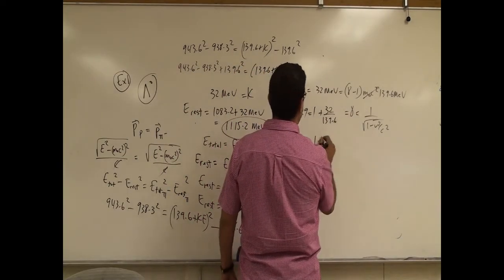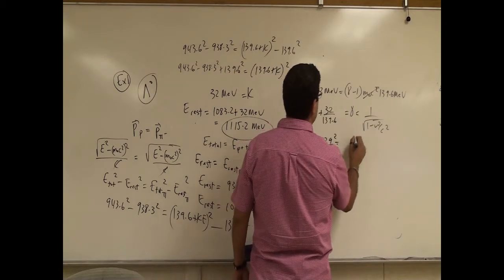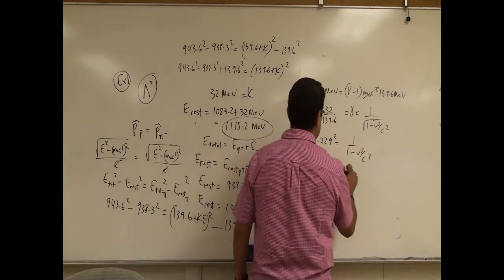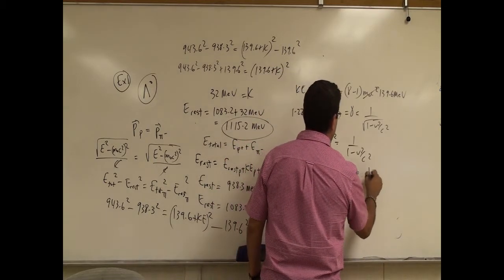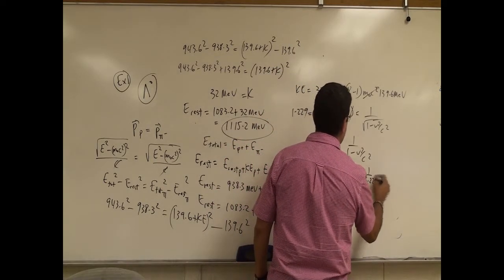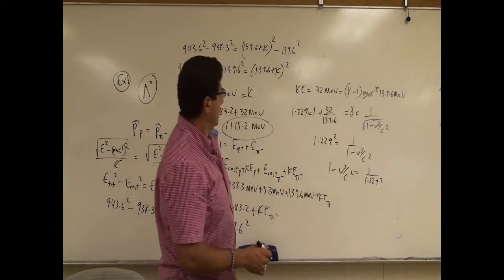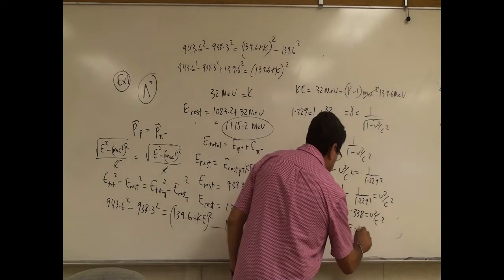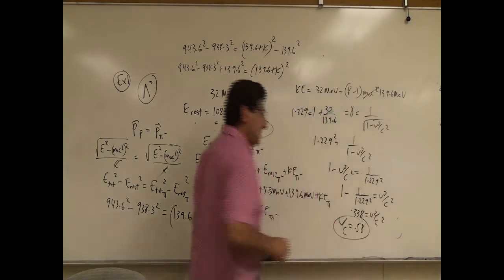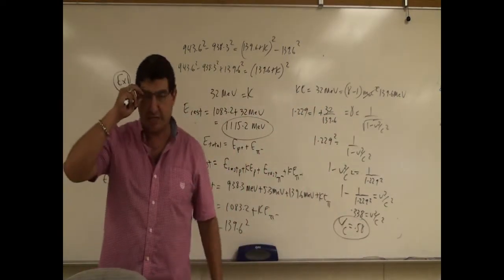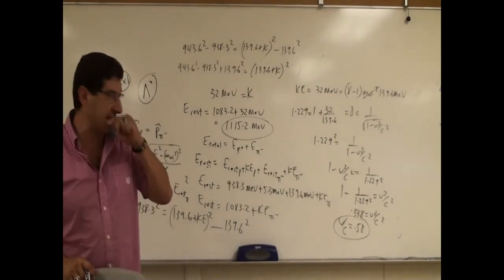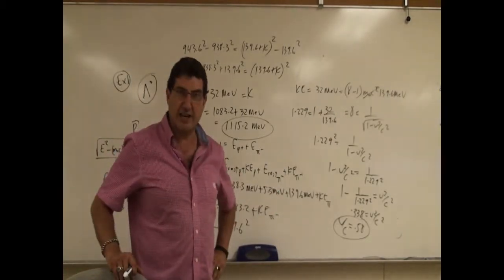Square both sides: 1.229 squared equals 1 over 1 minus v squared over c squared. Cross multiply, and 1 over 1.229 squared, right? I get 0.58. So v over c is equal to 0.58. That means the pion particle is going 58% of the speed of light. That's typical for particle physics problems, right? These particles are going very, very fast. So that's 58% of the speed of light.